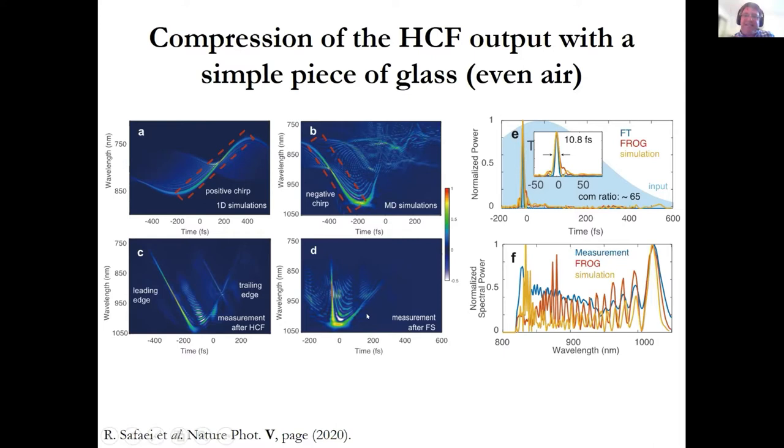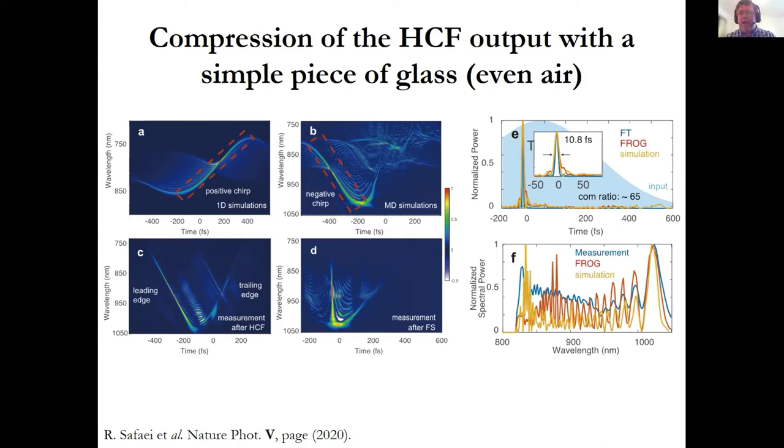So by simply taking the output and propagating in a piece of glass, by putting positive dispersion, we can compress the pulses from 700 femtoseconds to 10.8 femtoseconds. This was published in 2020 in Nature Photonics. Sorry, I just realized that I forgot to put the volume and the page, but if you just type the name of Reza Safai or Gwenju Fan or my name and Nature Photonics, you will find the paper. So we have a technique that is able to compress sub-picosecond pulses directly to few-cycle pulse duration, and on top, shift the central wavelength towards the infrared.